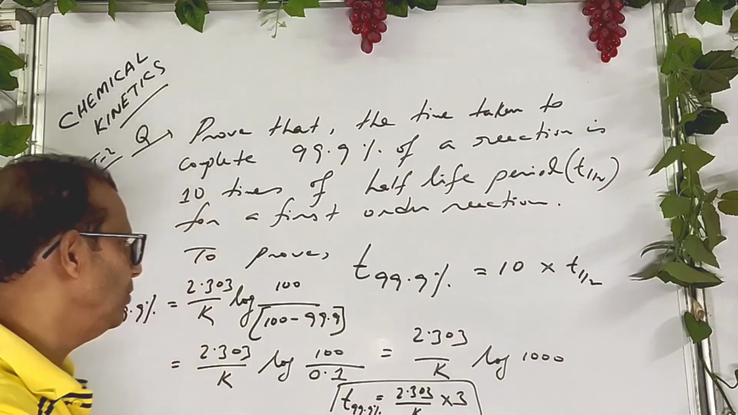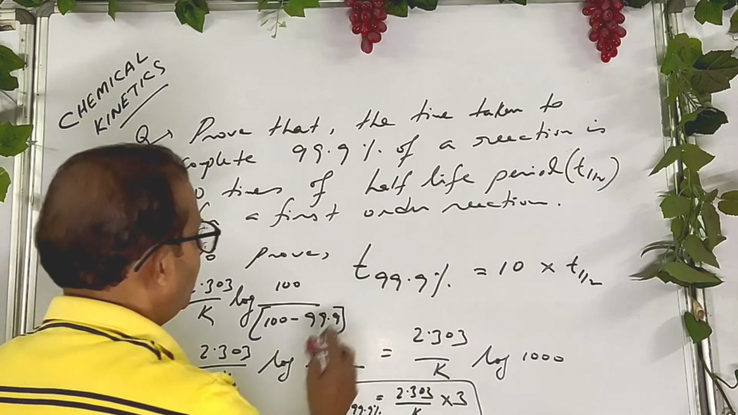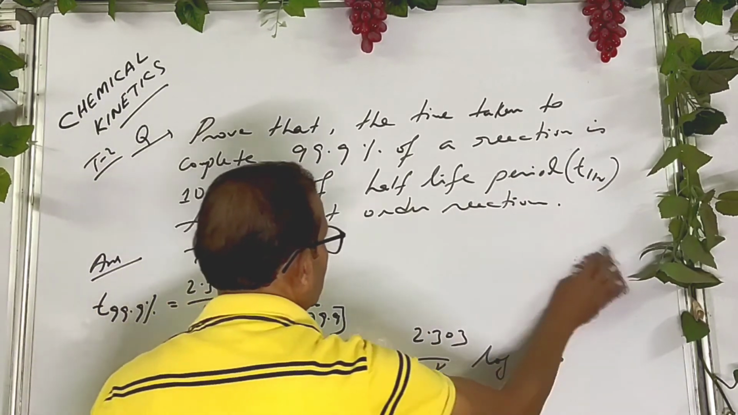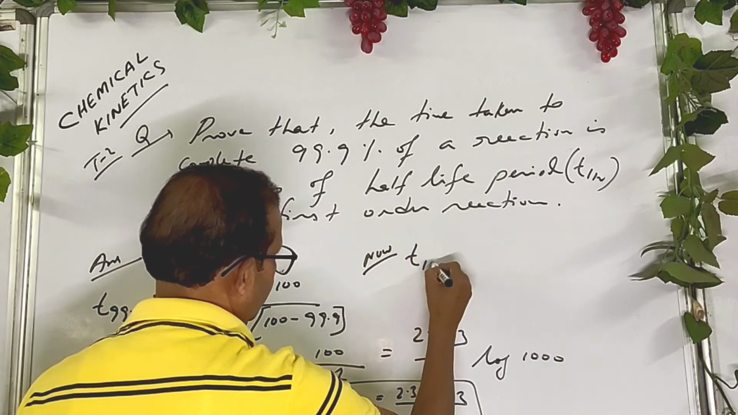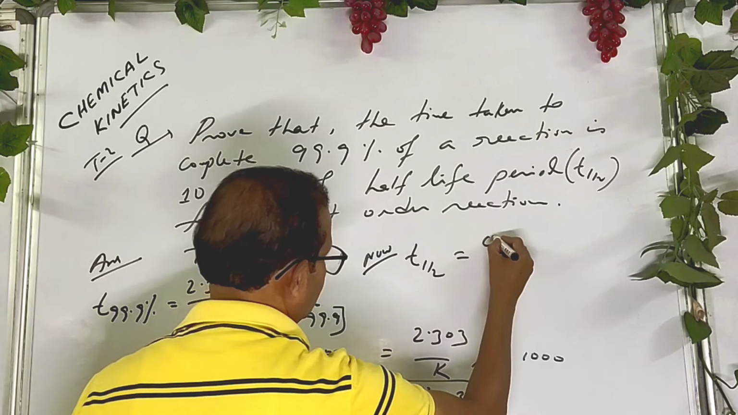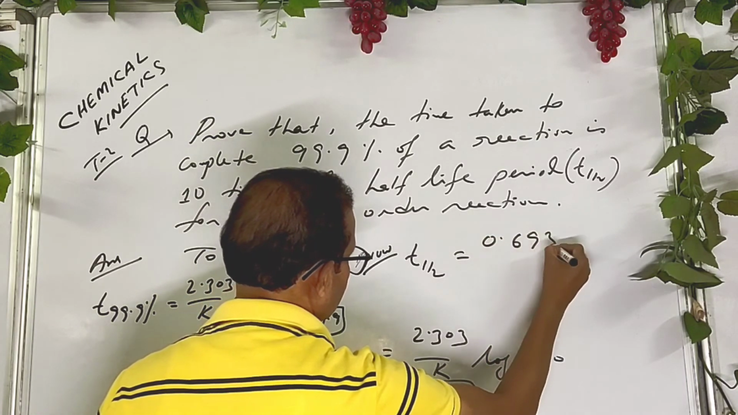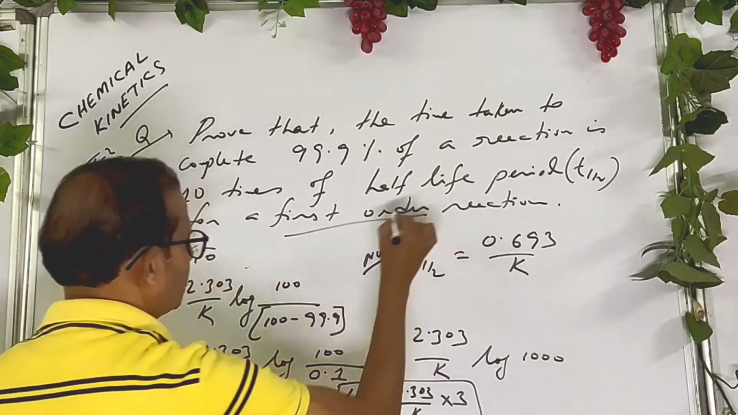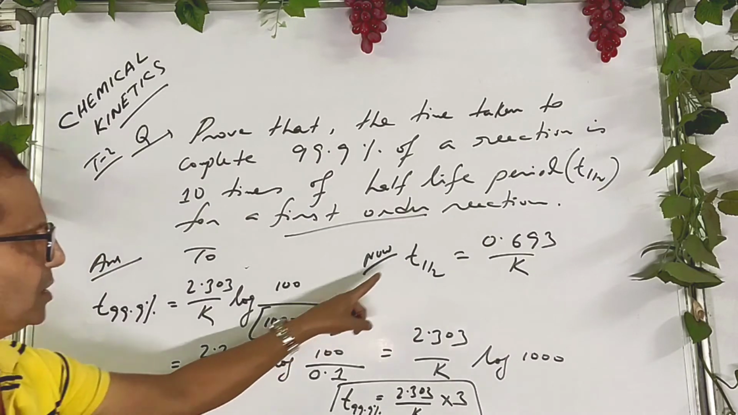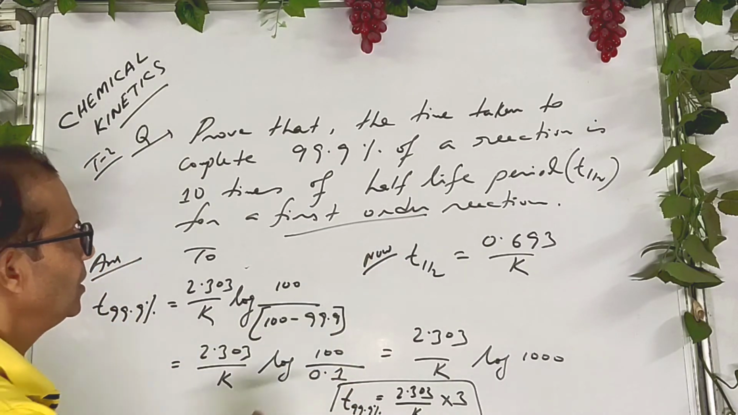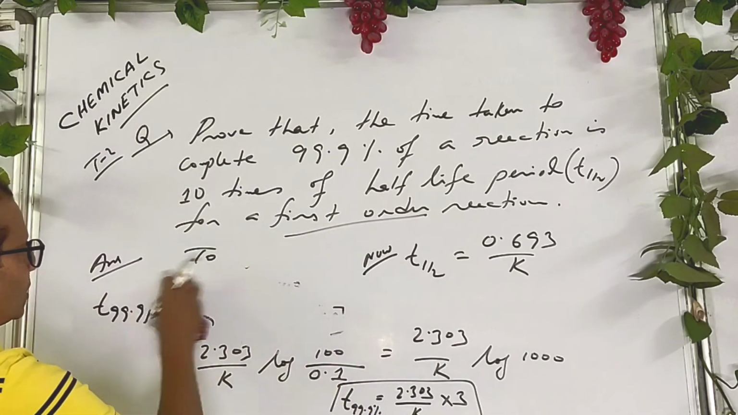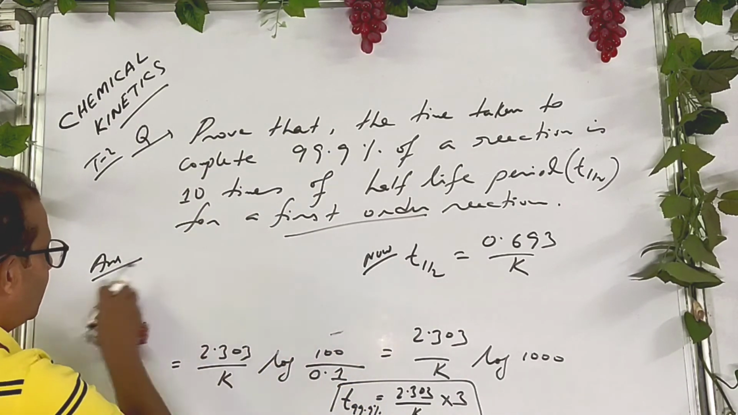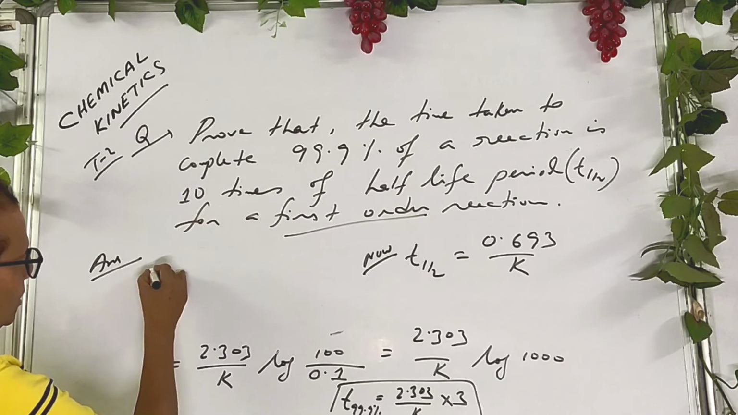T half also we know. What is the formula of T half? T half, the half-life period, equals 0.693 by K, because the reaction is of first order, that is mentioned. Just divide the two. So now just divide it, you get the answer. Very important it is.